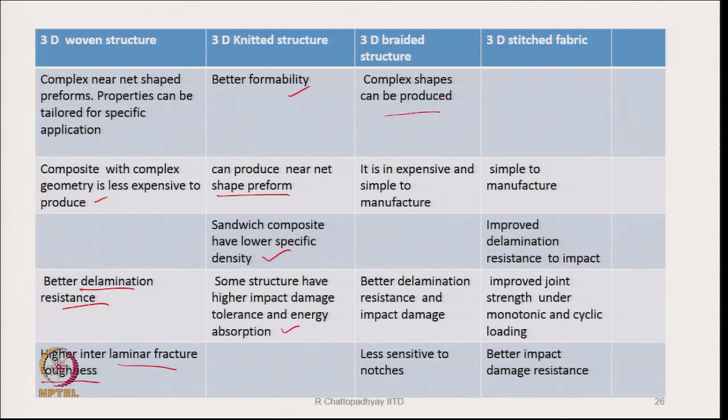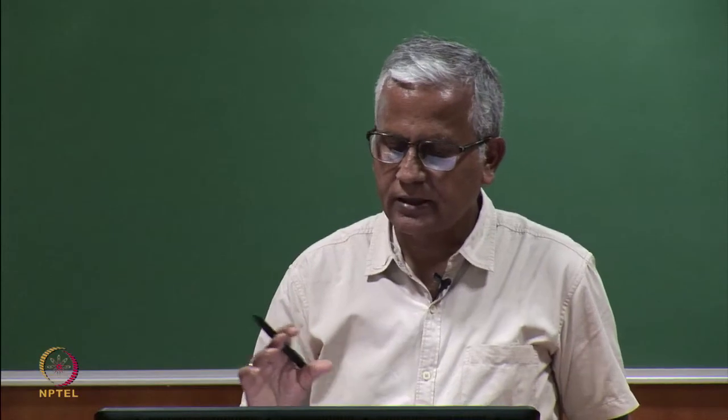3D knitted structure also are available nowadays. We can make on warp knitting machines 3D structures. Similarly, we have 3D braided structure also. So, different types of production techniques and therefore, the type of structure that is produced all are basically 3D structures, but the properties of these structures are different depending upon which particular type of production technique has been used to produce them.